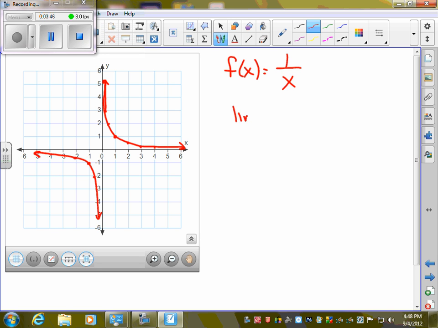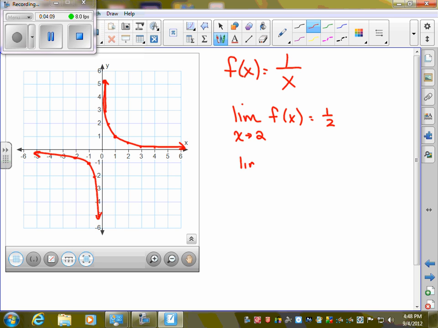So we might ask, let's start with what's the limit as x approaches, let's say, 2. Well, we've already talked about that when we graphed: when x was 2, our y value was a half. So I would expect that if I picked a number close to 2, then the y value for that should also be close to a half. So we could say our limit as x approaches 2 would be a half.